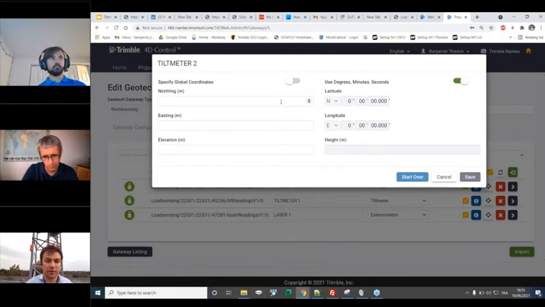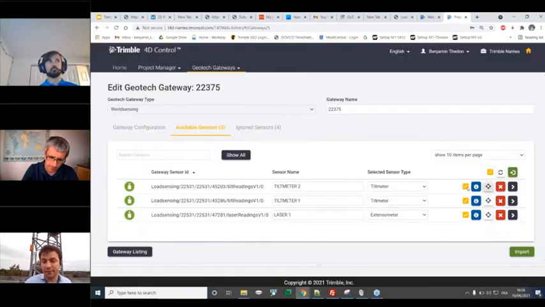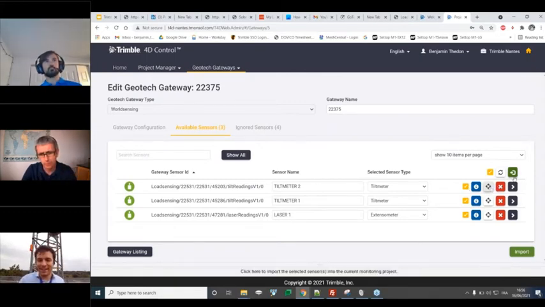But if you want to be more accurate about where you install the gateway, you can use a GNSS, for example, and measure all your points with Trimble Access, and you enter directly the north, east, and elevation coordinates. It will convert directly in degree, minute, second, and after, you will be able to see it on the map. So here I select everything. I didn't enter coordinates in this case, so it will be random, probably in the middle of the earth, but it's okay.